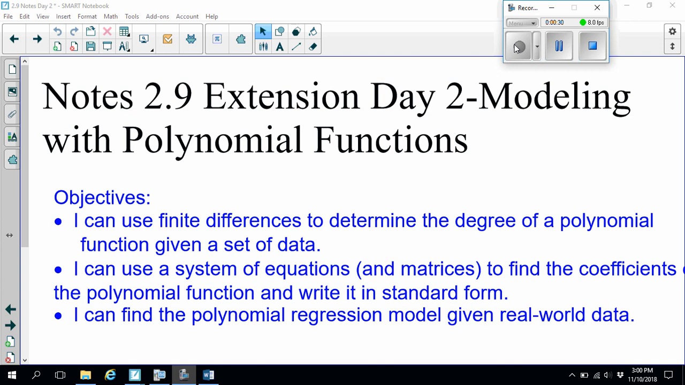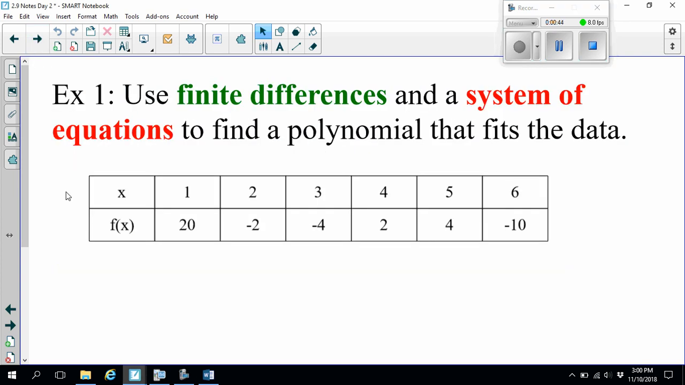So once again, we're going to do the same thing, but now we're actually going to find that equation using matrices. We will also use regression to find a model as well. So let's get into our example 1. So we're going to use finite differences and a system of equations to find a polynomial that fits the data. So the first thing is we have to figure out what order difference this table represents.